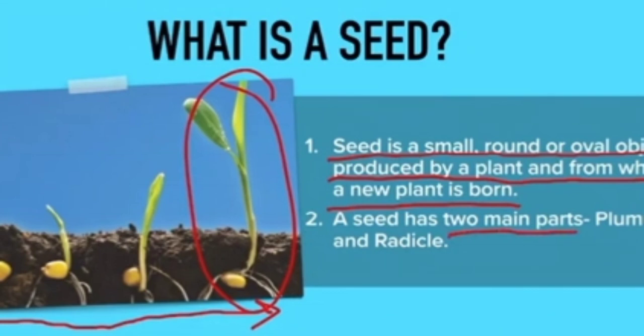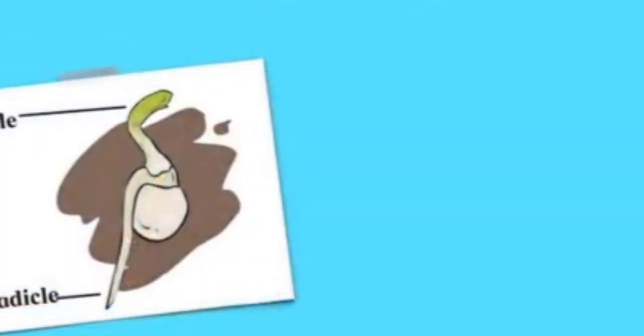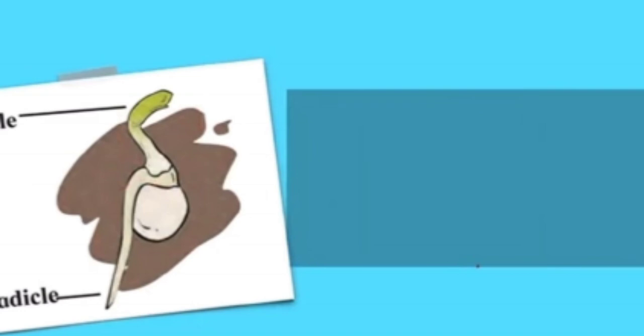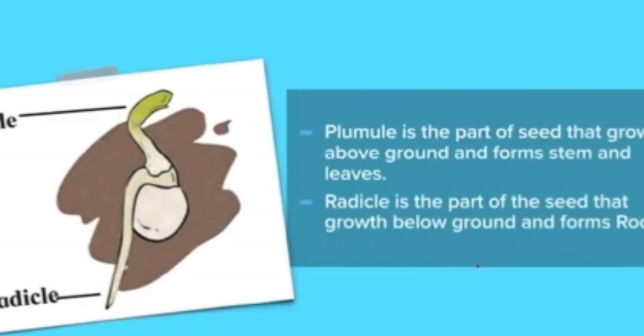Now the next part is, a seed has two main parts, plumule and radicle. So the seed has two main parts, that is plumule and radicle. Individually we are going to see now what is the plumule and radicle. Now in this diagram you can see the plumule here. What does a plumule mean? What is the definition? And here you can see the radicle. So now we can understand the definition of plumule.